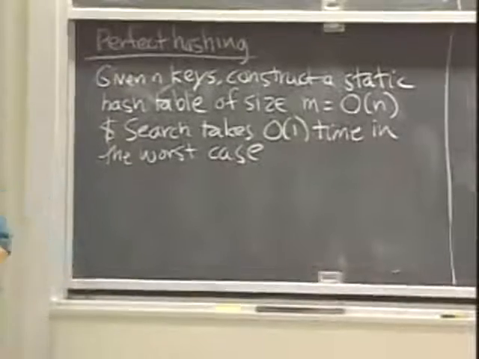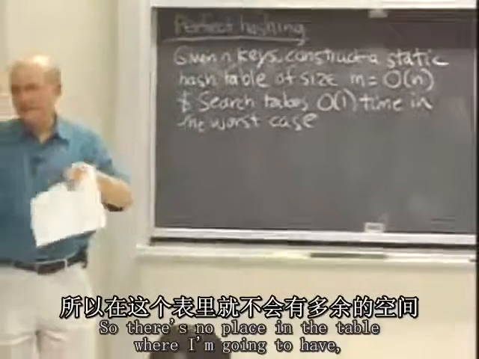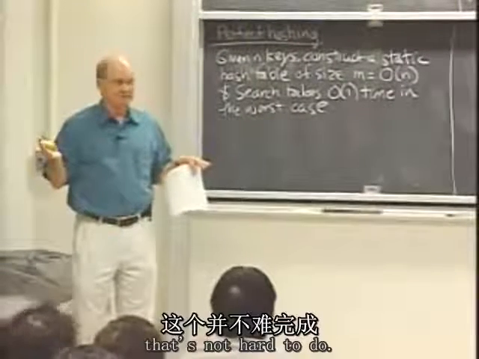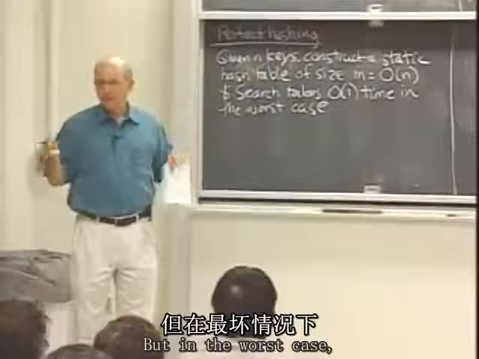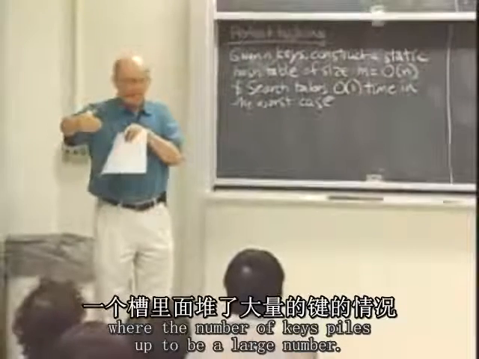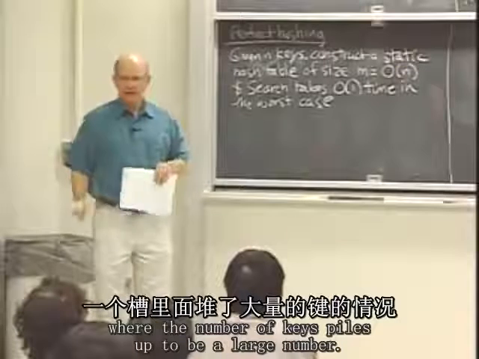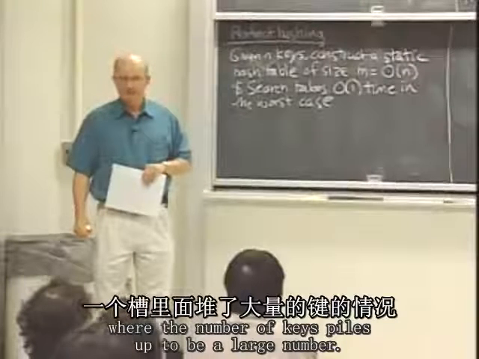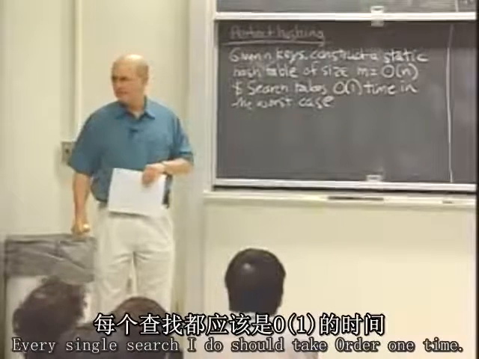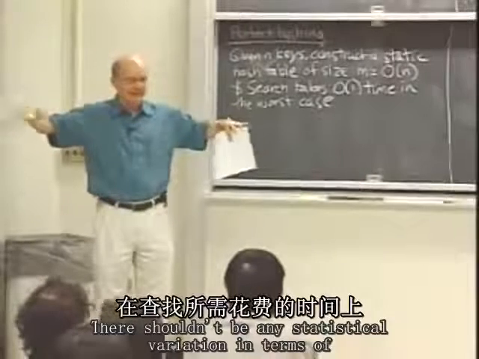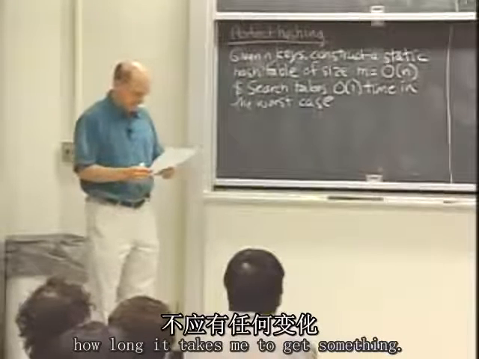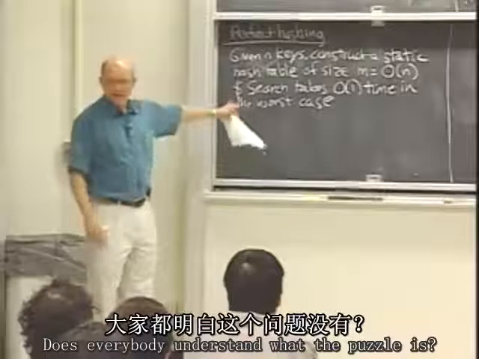Okay? So there's no place in the table where I'm going to have... I know in the average case that's not too hard to do. But in the worst case, I want to make sure that there's no particular spot where the number of keys piles up to be a large number. In no spot should that happen. Every single search I do should take order 1 time. Shouldn't be any statistical variation in terms of how long it takes me to get something. So everybody understand what the puzzle is?